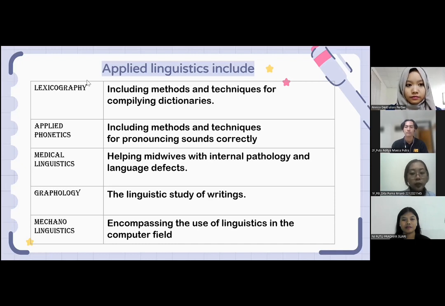Okay, I will continue the explanation about applied linguistics. Applied linguistics includes: 1. Lexicography, including methods and techniques for compiling dictionaries. Number 2 is applied phonetics, including methods and techniques for pronouncing sounds correctly. Number 3 is medical linguistics, which is helping midwives with internal pathology and language defects. Number 4 is graphology, which is the linguistic study of writings. And the last one is mechano-linguistics, which is encompassing the use of linguistics in computer files.